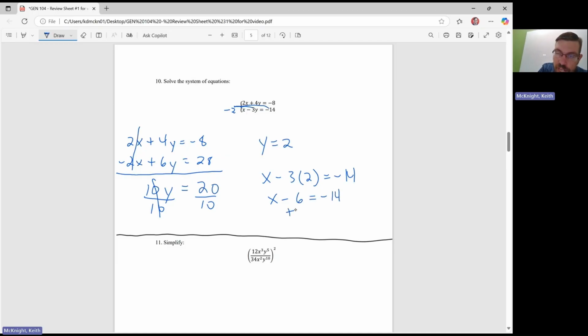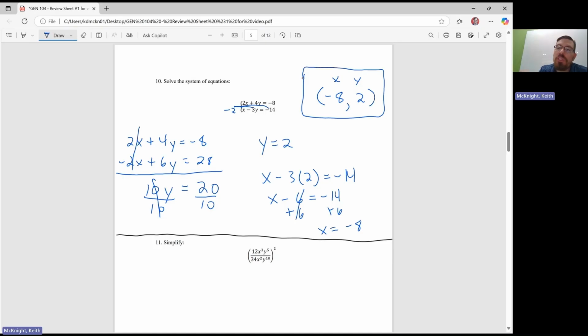To solve for x, we're going to add 6 to both sides. Those will cancel. We'll get x is equal to negative 8. So we have our ordered pair now, so we're going to write our final answer as an ordered pair where we go x first and y second. So remember, always x first, y second when we write an ordered pair. And that would be the solution to our system.